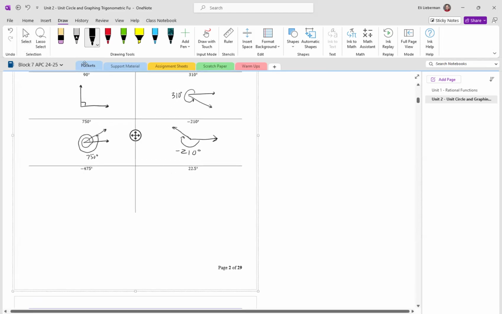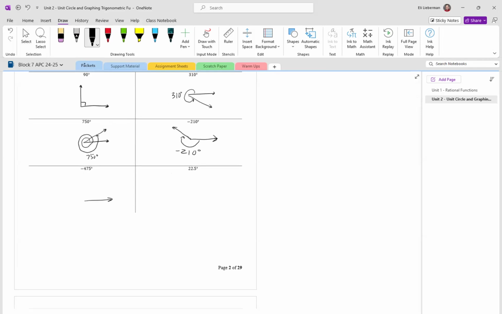Okay, negative 475. Please show me where the terminal side is. Everybody, show me where that terminal side is. Are you still working on it? I know this takes a really long time. Because I'm saying this way. I was saying different things.